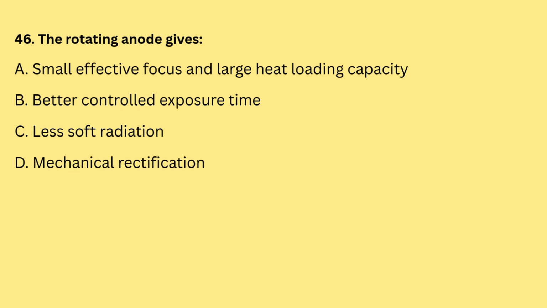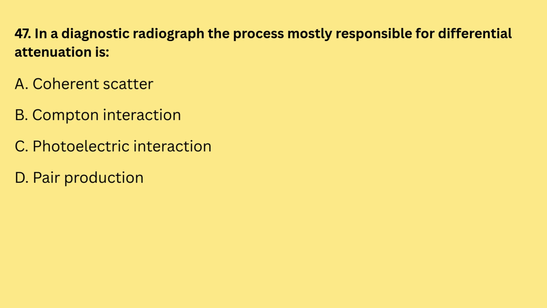Number 46. The rotating anode gives A. Smaller effective focus, B. Better controlled exposure time, C. Less soft radiation, D. Mechanical rectification. The answer is A. Small effective focus and large heat loading capacity.